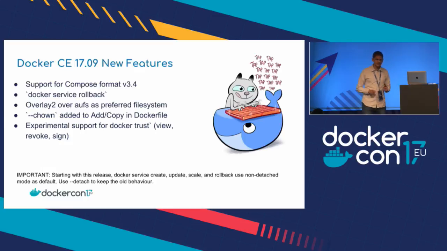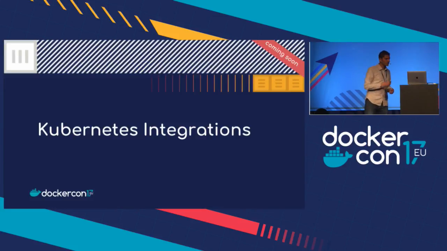The other important PSA I've been asked to give is that starting with this release, the Docker service commands create, update, scale, and rollback all use the non-detached mode as default. In previous versions, they used detach. If you want to keep that behavior, use the --detach flag. So that's what we've got for Docker EE and CE.